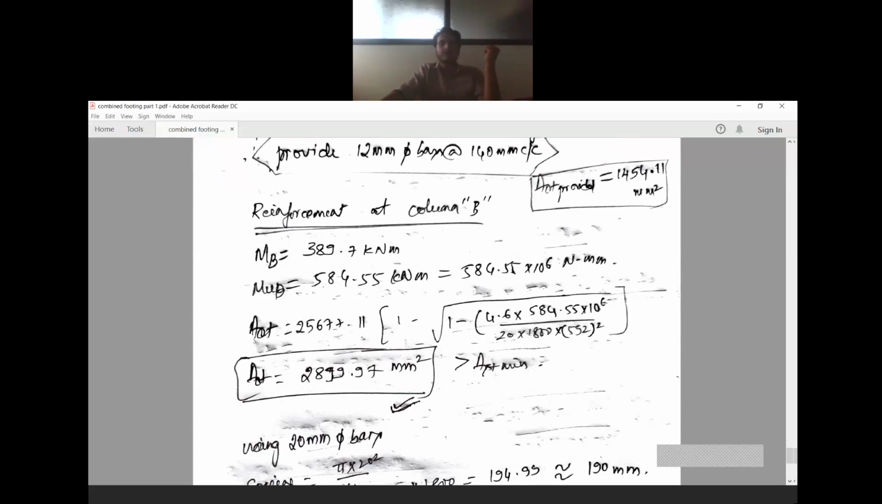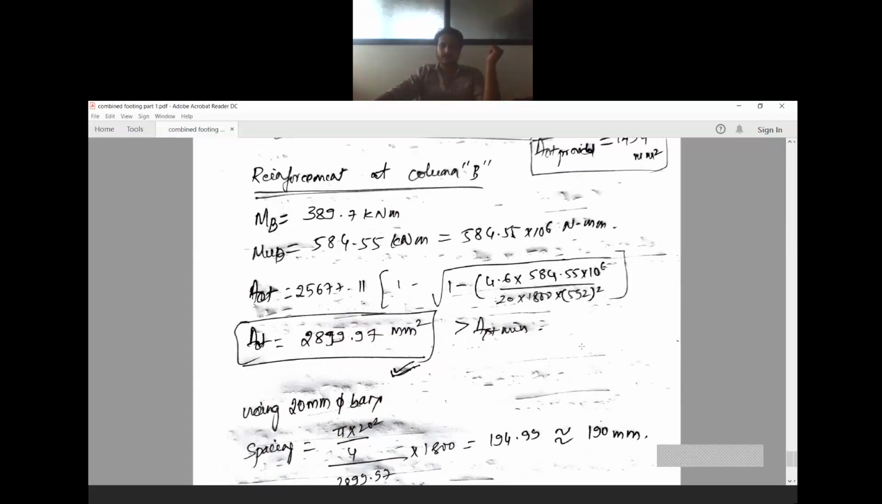Now the longitudinal reinforcement under column B. We shall consider the moment under column B. The moment under column B according to the bending moment diagram is 389.7 kNm. I will convert that to factored moment by multiplying it by 1.5. So I will get 584.55 into 10 power 6 Newton mm. I will substitute into the same modified AST formula. When I substitute, you should be very careful with substitution.